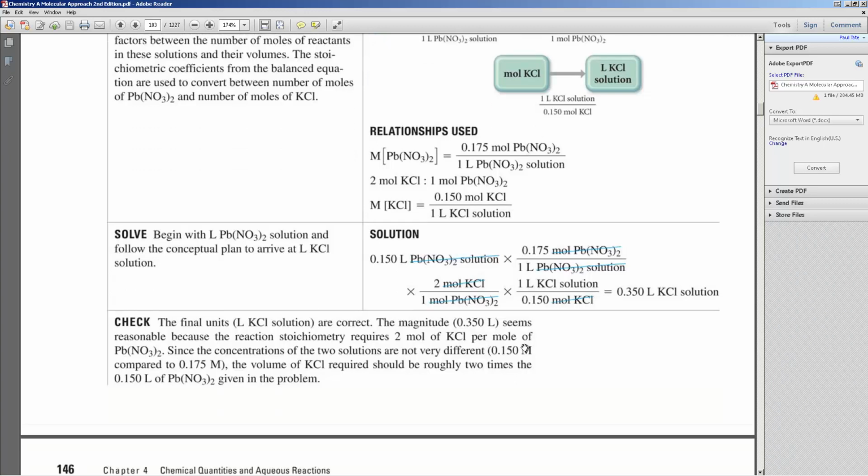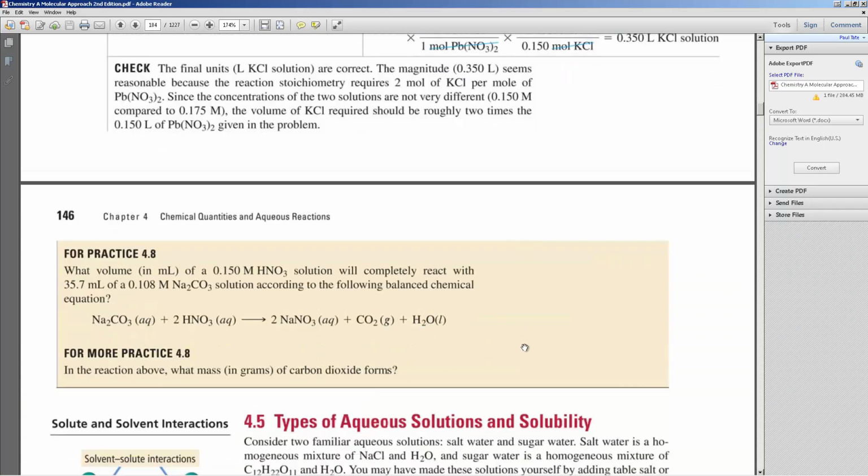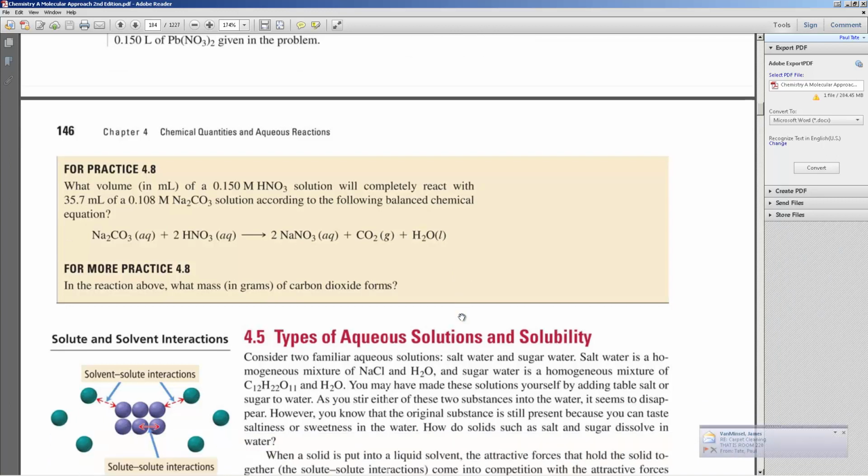Okay, I'm going to end the video here. What I want you to do is work on this first practice problem, and then the next video will show the solution to this question.